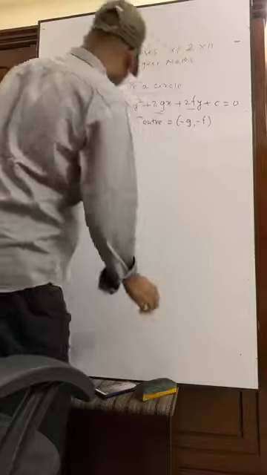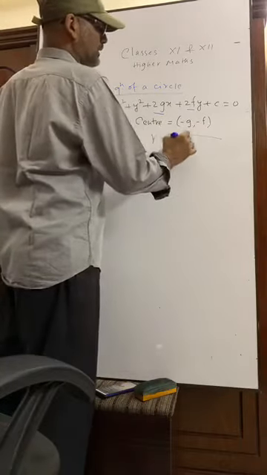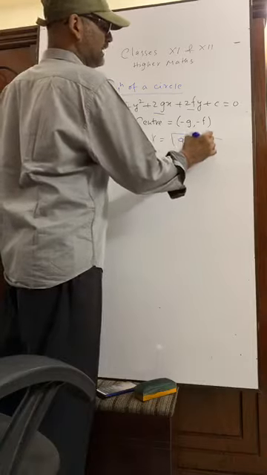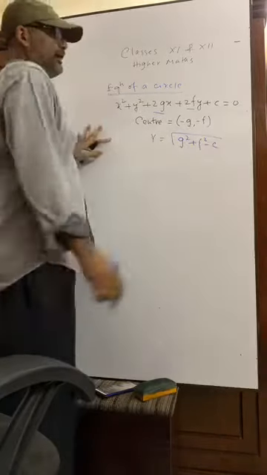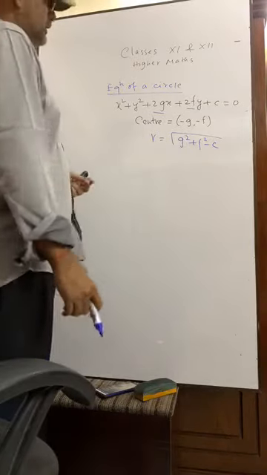Okay, and radius equal to what? r equals root over g square plus f square minus c. Okay, this is the formula.